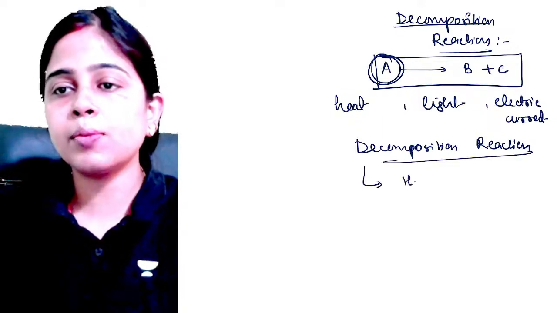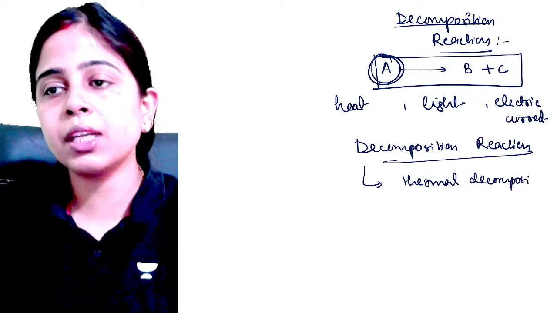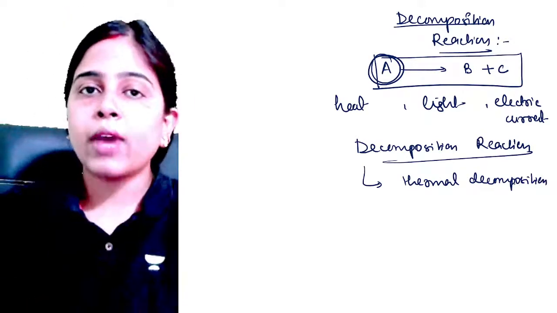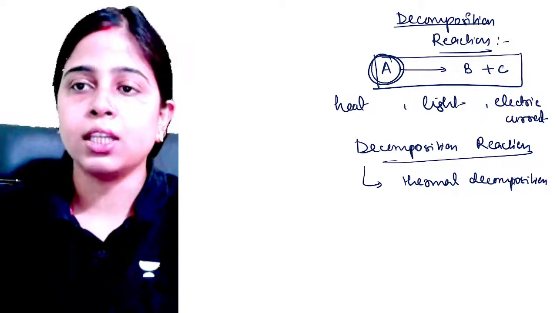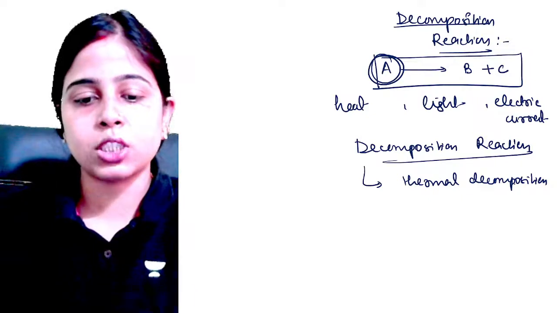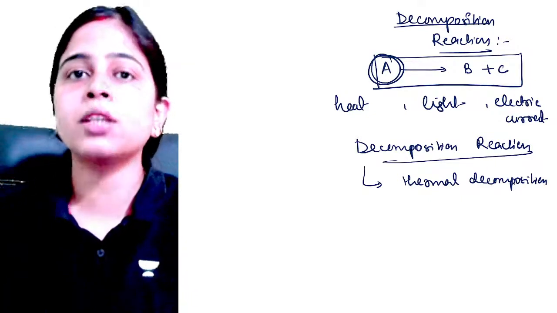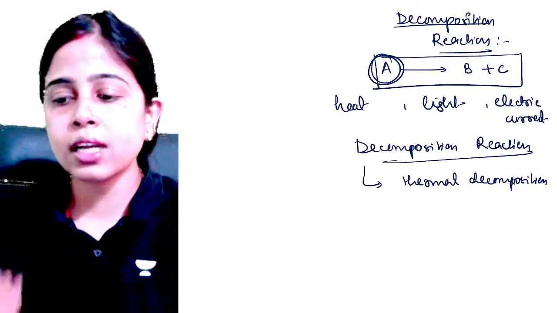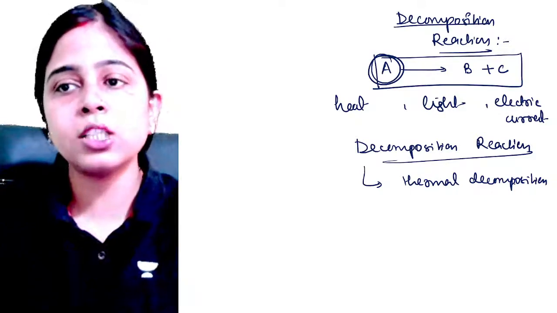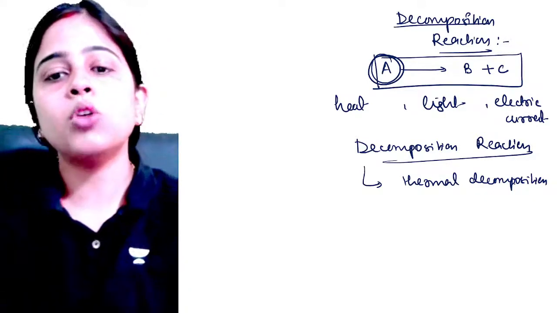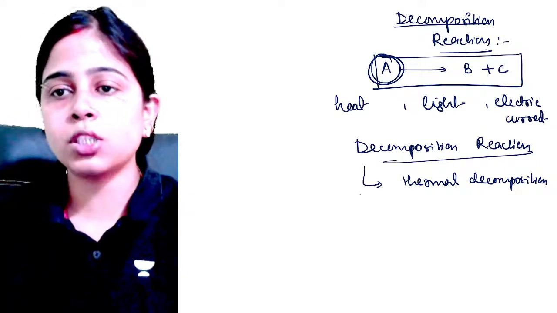First is thermal decomposition. What is the meaning of thermal decomposition? When the reactant is broken down in the presence of heat energy, that is known as thermal decomposition. That means the decomposition is brought about by the action of heat on the reactants. So what kind of energy is being given to the reactant? Heat energy. It will absorb that heat energy and break down to produce two or more different products. So that is thermal decomposition reaction.